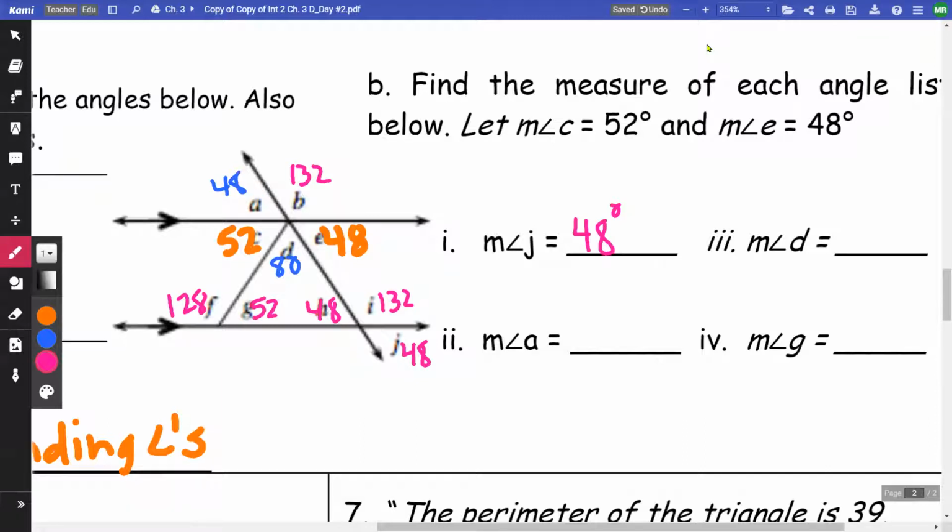Angle D is 80 degrees. Angle A is 48 degrees. And angle G is 52 degrees.